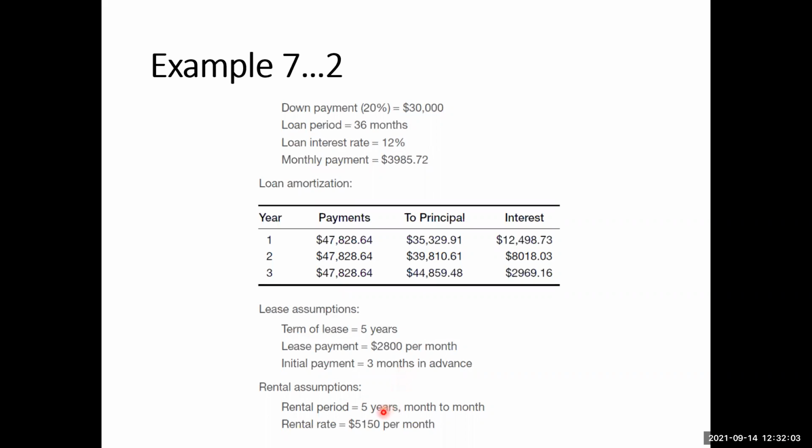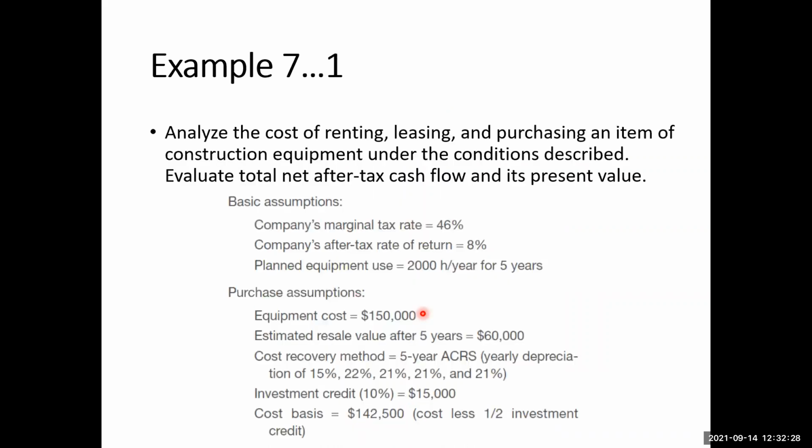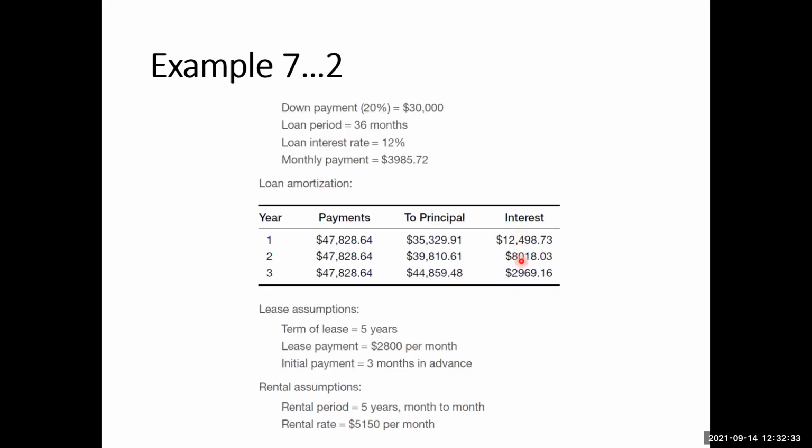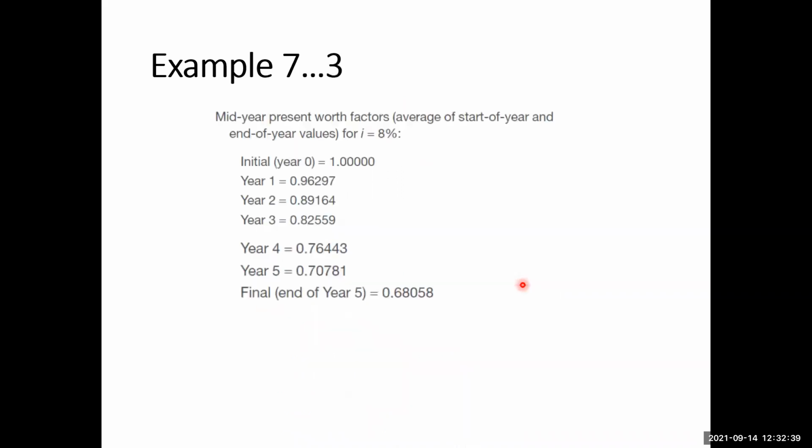In the rental assumption, the rental period is month to month. In that rental assumption, there is an option that you can stop renting it after any period. Maybe 2 months, maybe 3 months, maybe after 24 months, you can stop renting it. The rental rate is $5,150 per month. So remember that although we are evaluating this case for 5 years, the period of the loan is only 3 years in this case. Okay, so now let's go to the analysis.